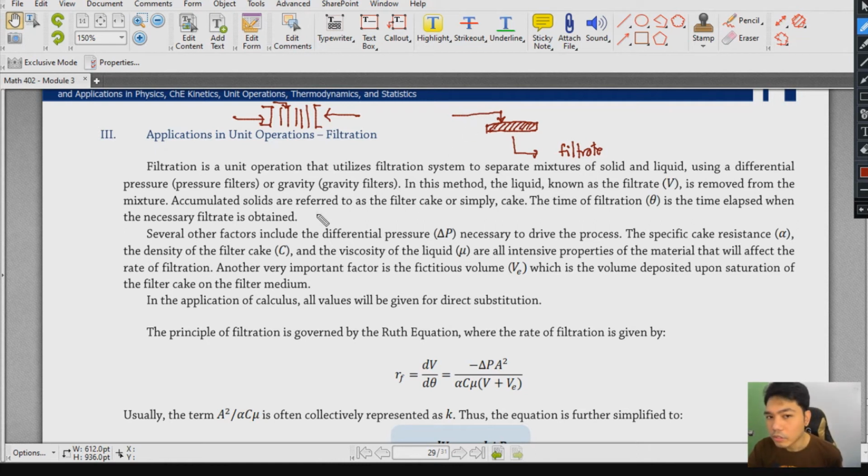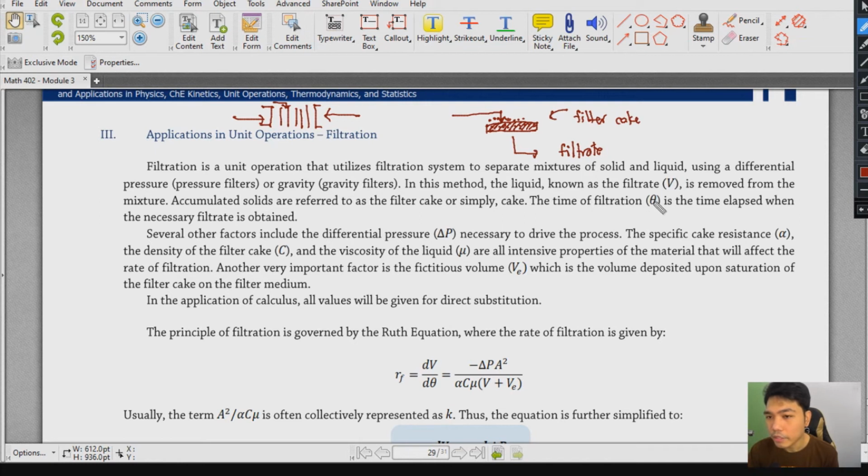Accumulated solids are referred to as the filter cake or simply cake. So, you have a solution here and then you have a filtrate. Some parts remain, and some are also on the filter. So, we call this the filter cake or simply cake. So, it's not only birthdays that have cake, there's also cake in filtration. Any amount that sediments on our filter would be called the filter cake.